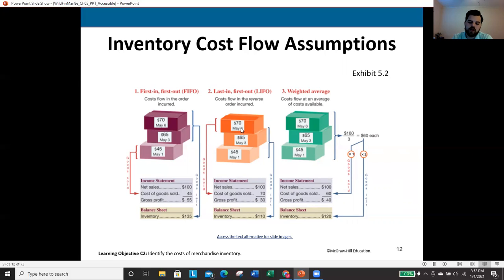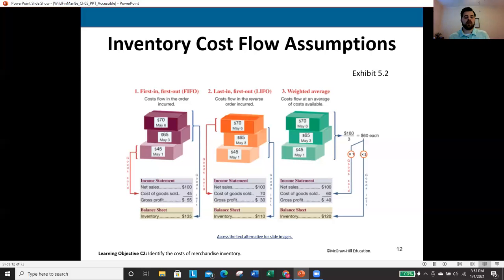Now, the trick here is under weighted average, I want you to notice where gross profit, cost of goods sold, and inventory ends up. Okay, notice that cost of goods sold of 60 is between 45 and 70. Gross profit of 40 is between 30 and 55, and inventory balance of 120 is between 110 and 135. So here's the deal. With weighted average, the information that you get should be somewhere in the middle of FIFO and LIFO.